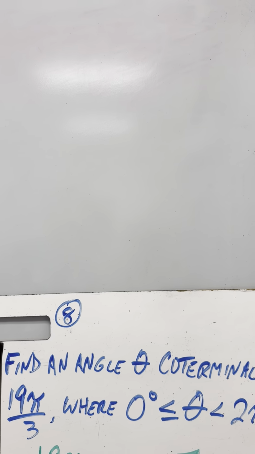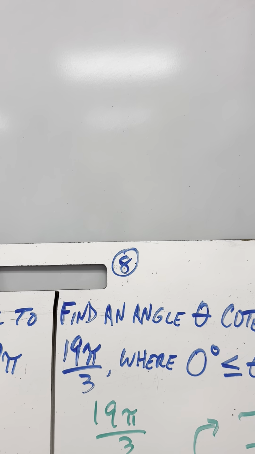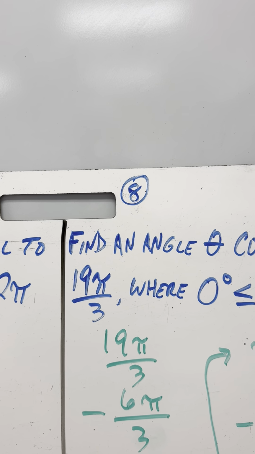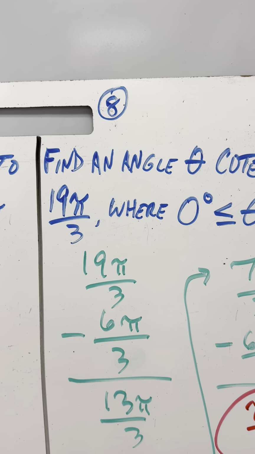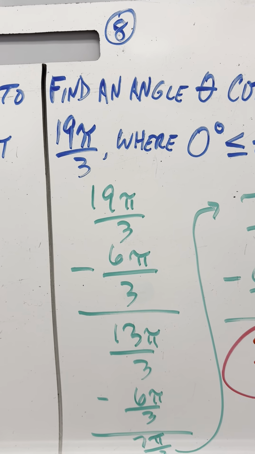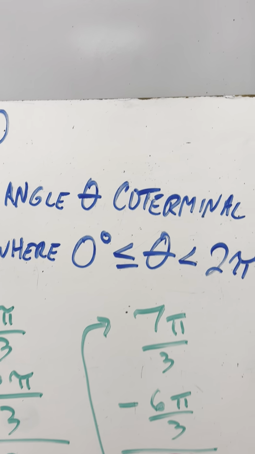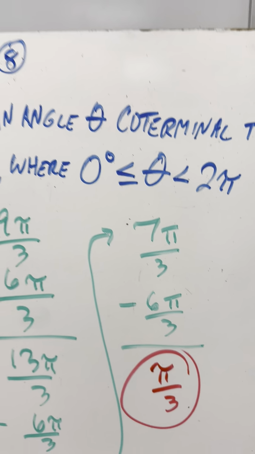19 pi over 3. Remember we just said that the same as 2 pi would be 6 pi over 3. So we're going to take 19 pi over 3 minus 6 pi over 3. 13 pi over 3, still too high. Minus 6 pi over 3 is 7 pi over 3, still too high. 7 pi over 3 minus 6 pi over 3, 1 pi over 3. Ding, ding, ding, ding, ding.